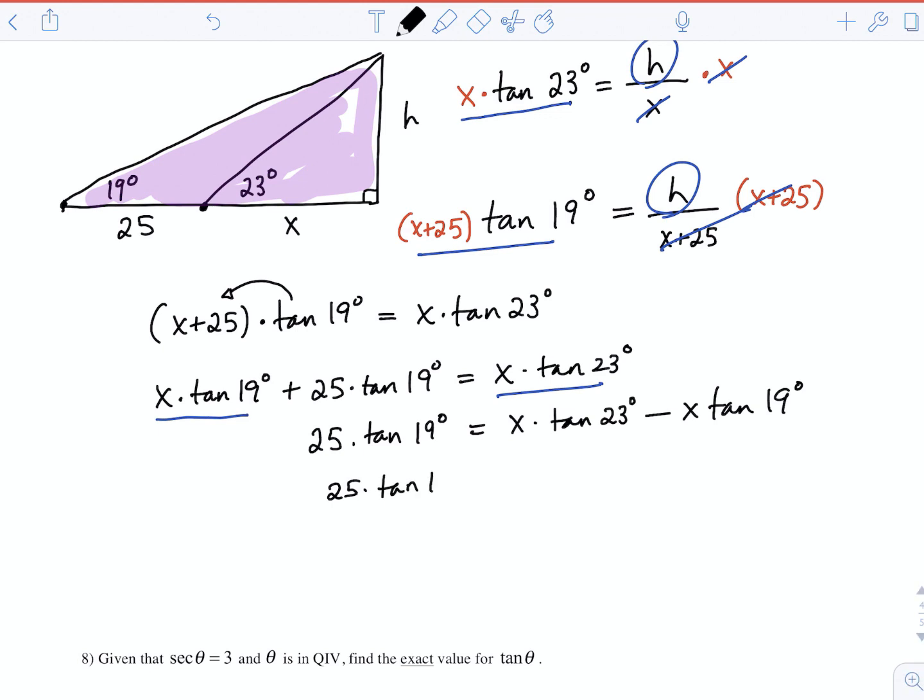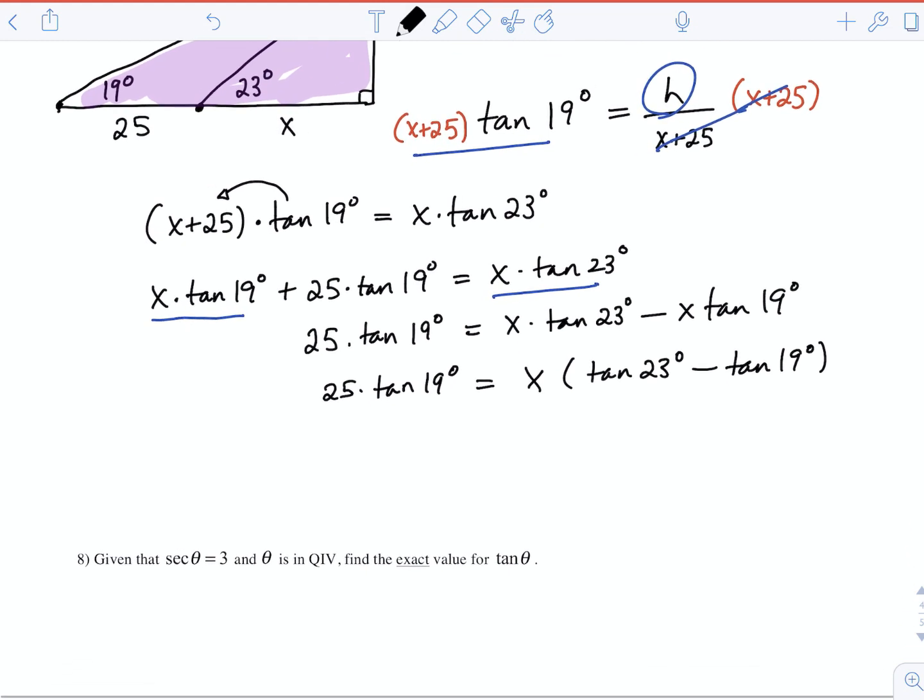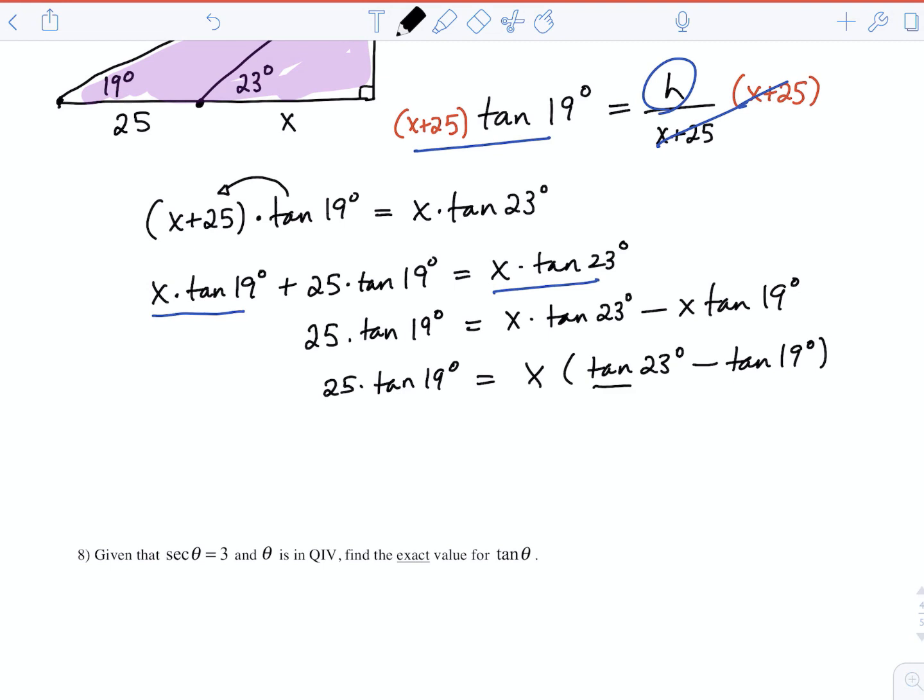And then on the right side, you could factor out x. So that would leave tangent of 23 degrees minus tangent of 19 degrees. And then to solve for x, all we need to do is divide both sides by this tangent of 23 minus tangent of 19. So 25 tangent of 19 gets divided by tangent of 23 minus tangent of 19. And that is what x equals.